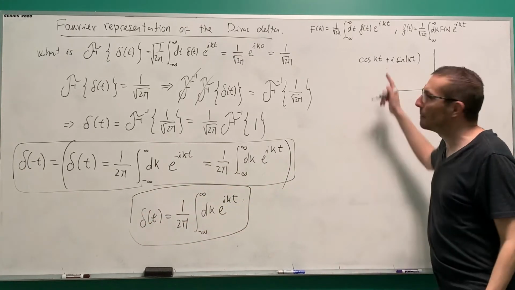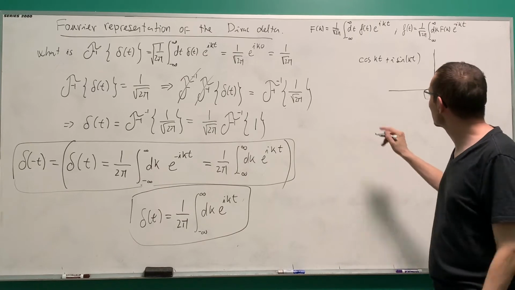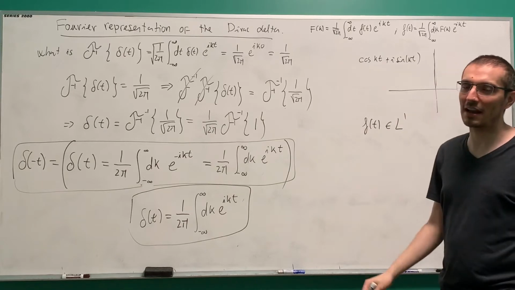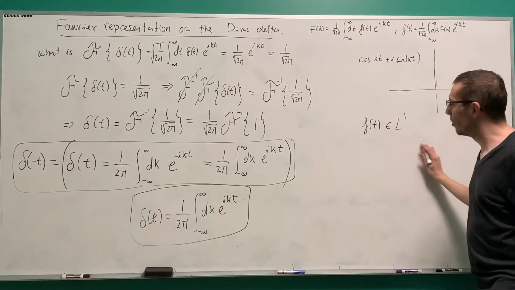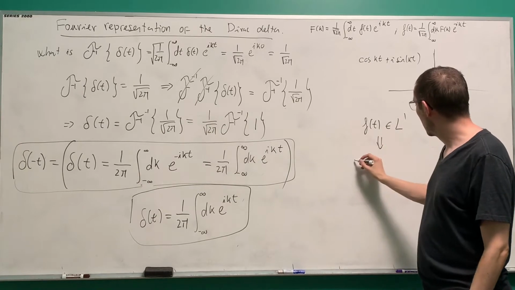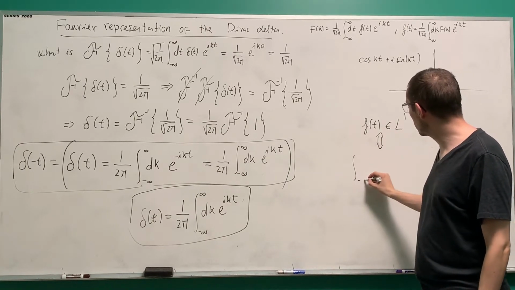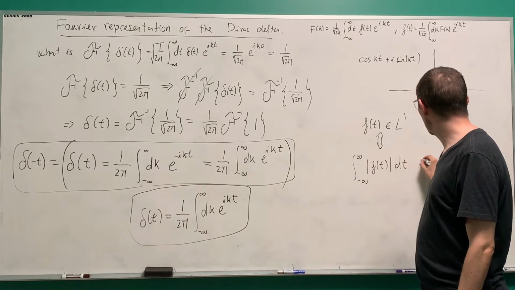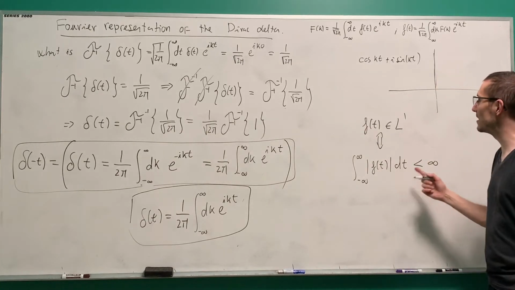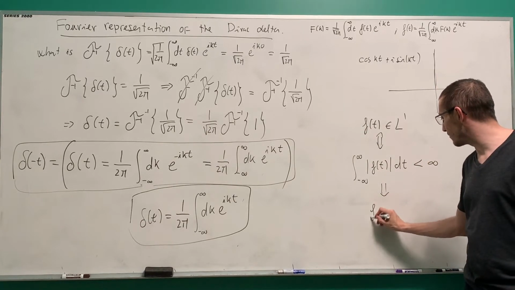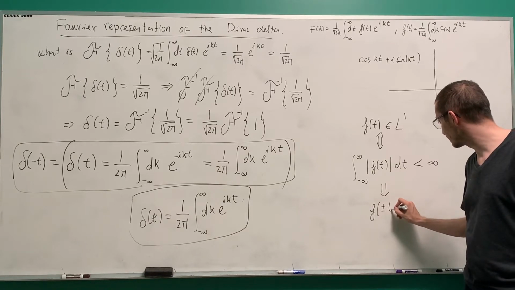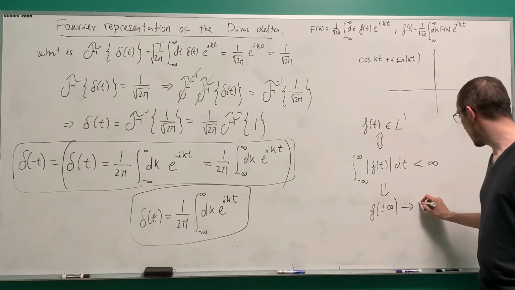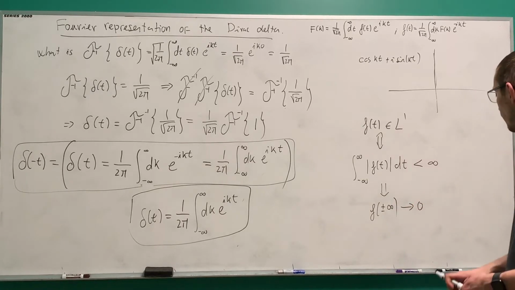So we better make sure that this function is good enough so that it cancels those oscillations in time. In particular, the condition for the Fourier transform to exist is that f of t is what we call an L1 function. That means absolutely integrable. In other words, the integral from minus infinity to infinity of the absolute value of f of t dt is not divergent. That implies that f of plus or minus t, as t goes to plus or minus infinity, has to go to 0 for that to be well defined.